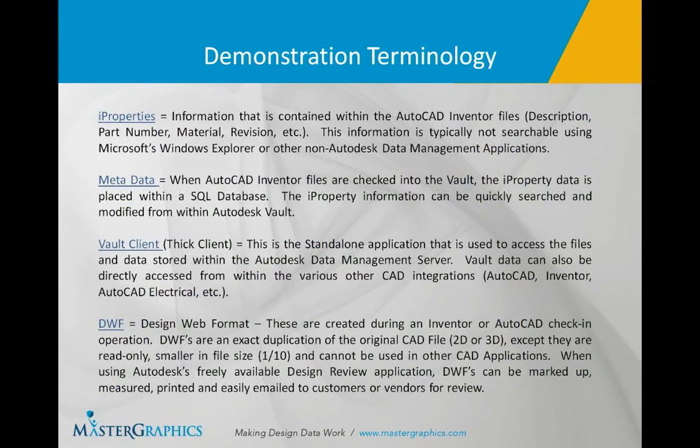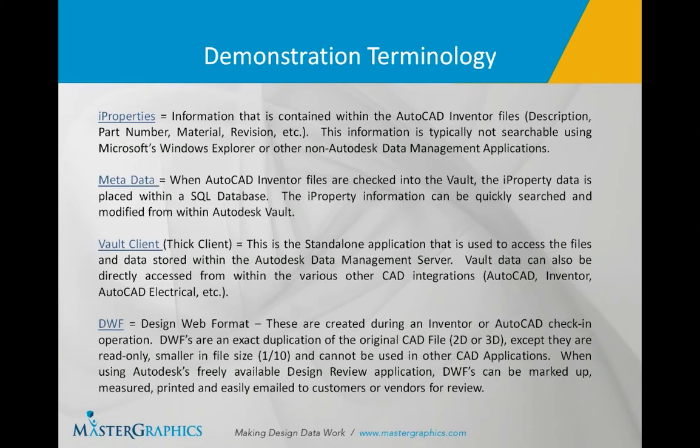So what we'll do is we'll move into that demonstration in a second, but I wanted to talk about some terminology you're going to hear me kind of mention throughout the demonstration. And the first one is iProperties. For those of you using Inventor, iProperties is the data contained within the files, your assemblies, your parts, your drawings. An example could be a description, a part number, material, revision. That information is indexed into Autodesk Vault and becomes searchable, and this is an automatic process.